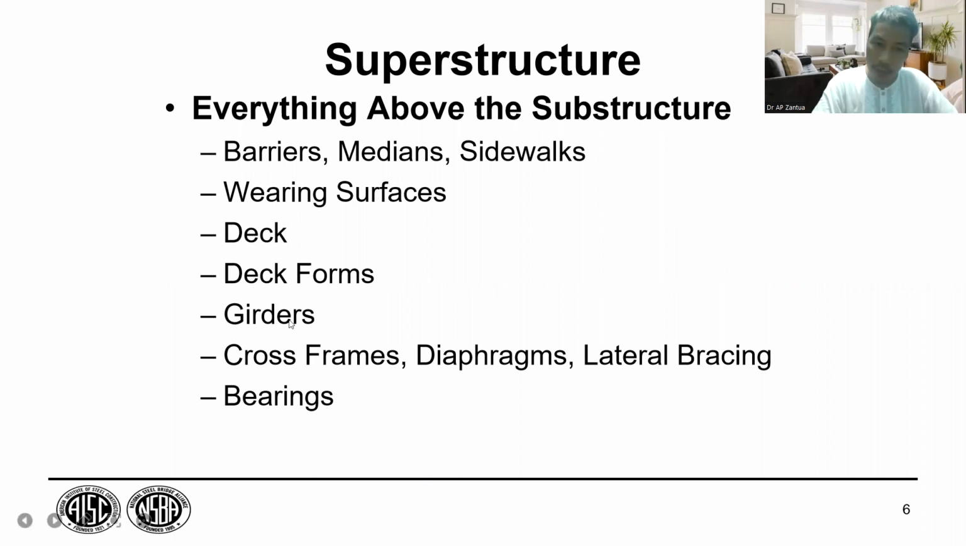And we have what? Next, girders. I already showed you. So girders are the next supporting element just below the pavement of the bridge. Cross frames, diaphragms, lateral bracing. So we can see the cross frames like this, no? The truss members. They are called cross frames. They are looking like this, no? They are cross frames.